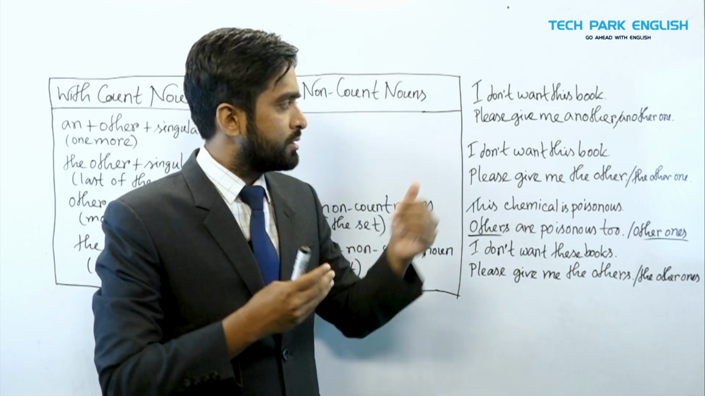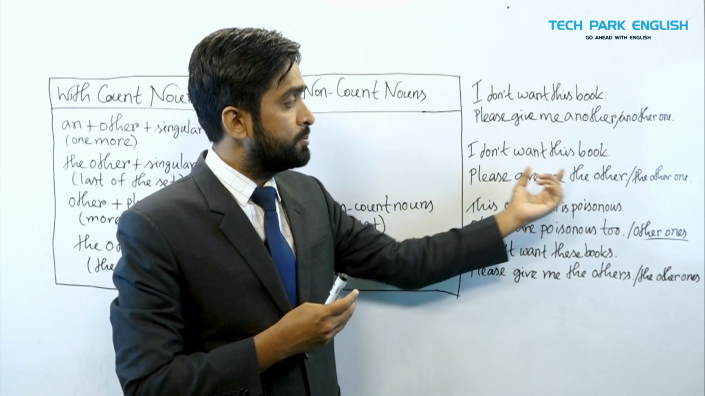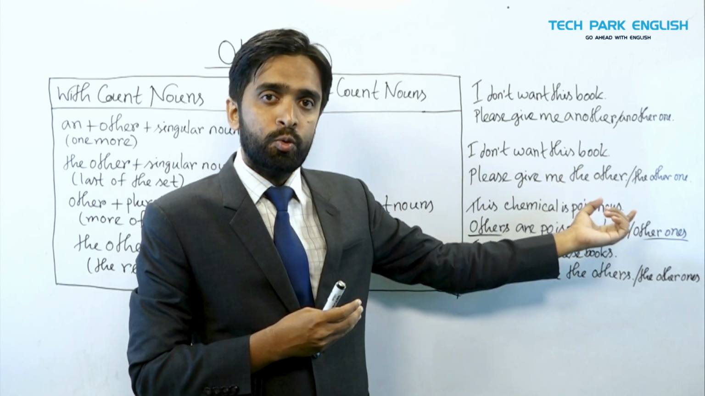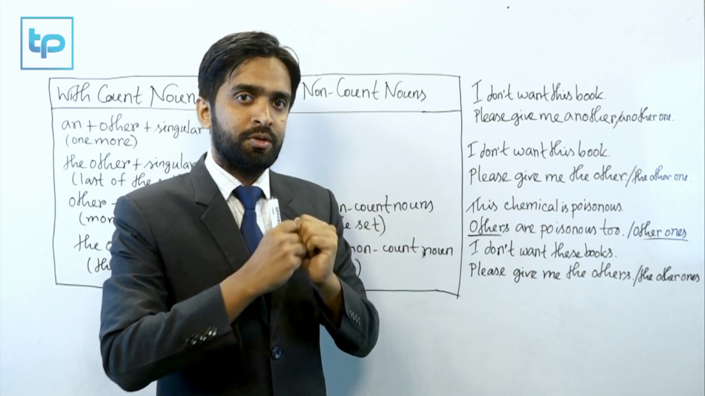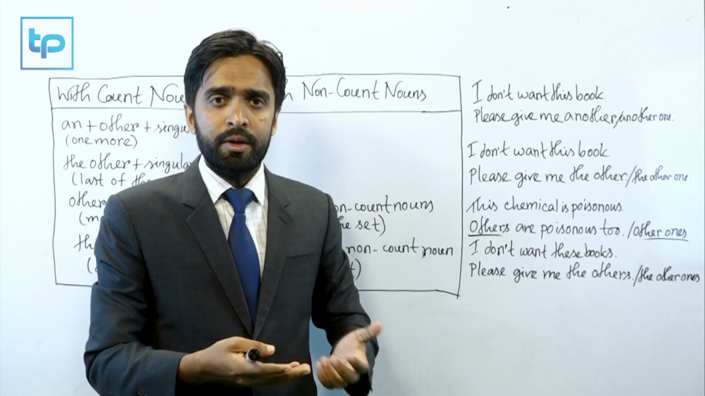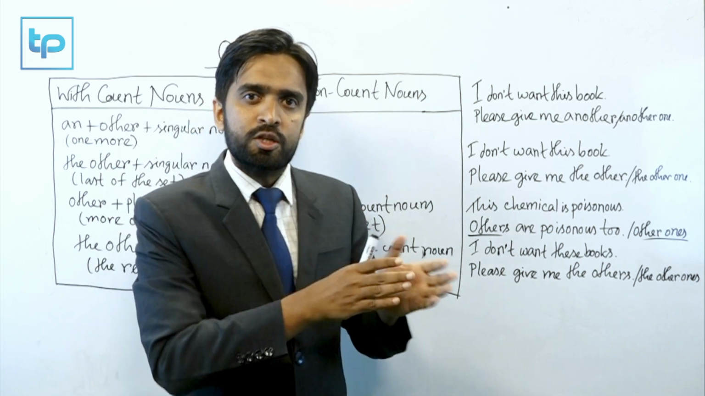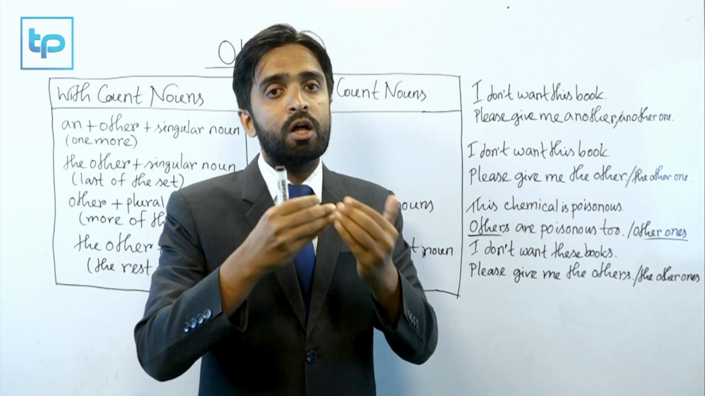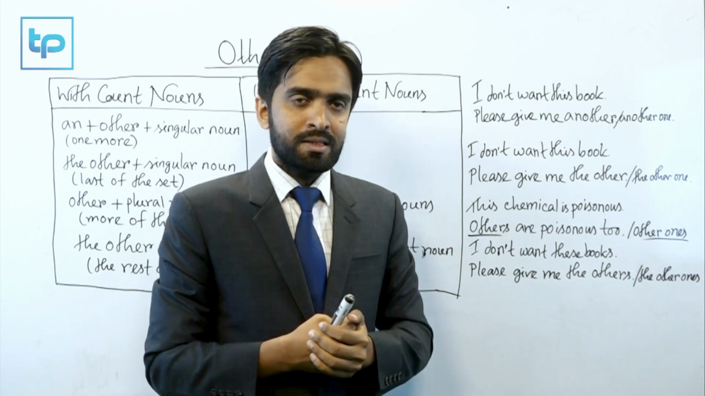So it means, I don't want this book. Please give me the other, or give me the other one, or give me that book. Maybe there is a book on the table, or maybe in his library. So you're talking about something specific. So please give me that book or the other one, right?